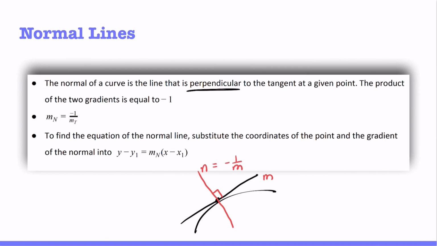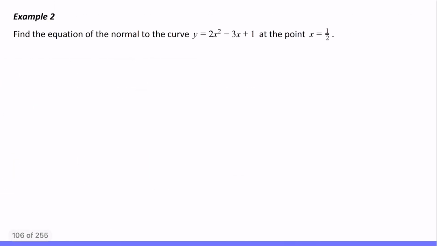So in order to find the normal line, it's actually very much the same. There's just one extra step. So once you've found the gradient, you just need to find the normal gradient. So that's just flipping it, chuck a negative in the front, and then you can sub it into the equation and everything is the same as tangent lines.